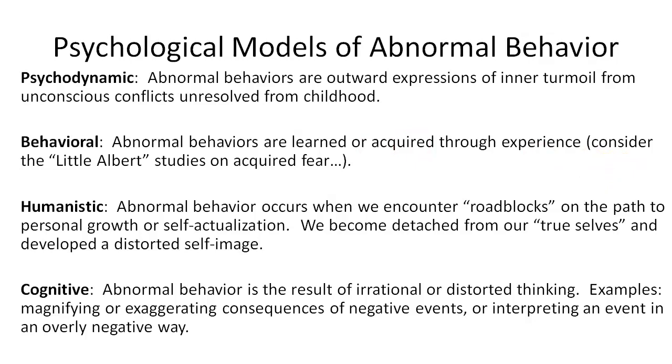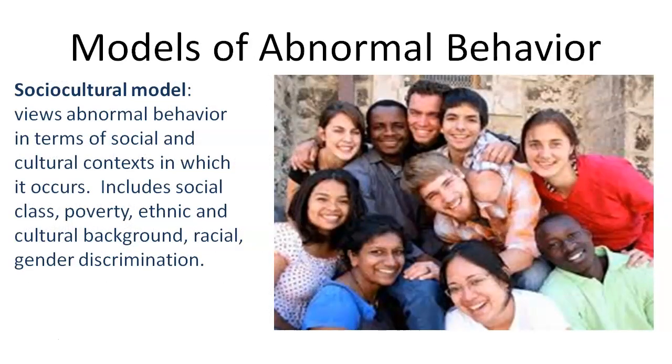Then we get into the sociocultural model of abnormal behavior. The thing to know about this is it's saying that things like social class, poverty, ethnic and cultural background, racial and gender discrimination, all of these play a role in potential abnormal behavior. And so an example of this is that we do see an increase in anxiety and depression of those that live in poverty. So those that are impoverished seem to have an increase in certain psychological disorders, is some evidence for this model.